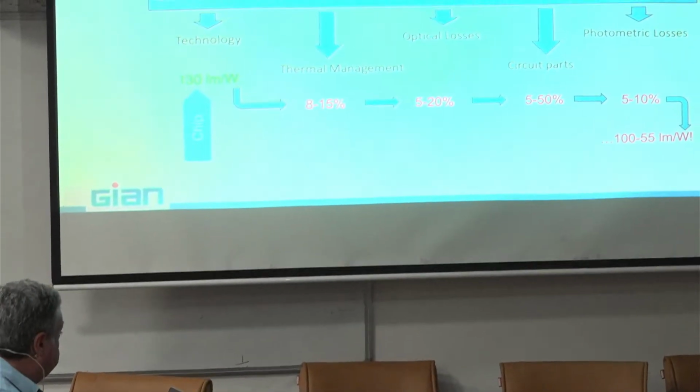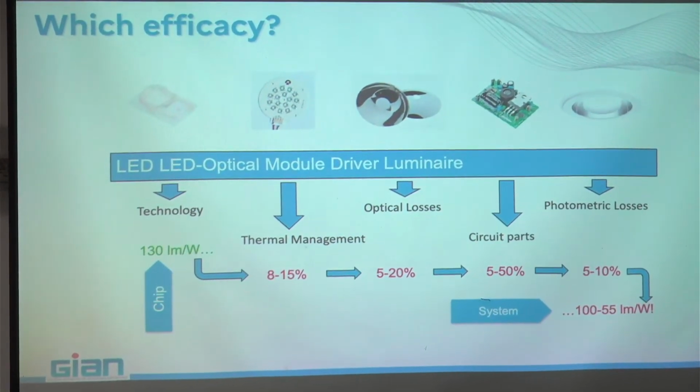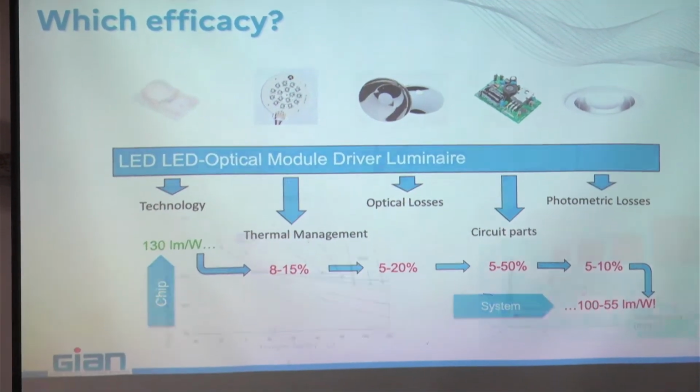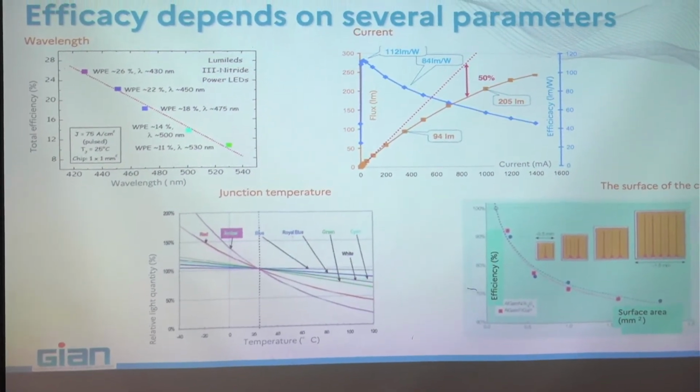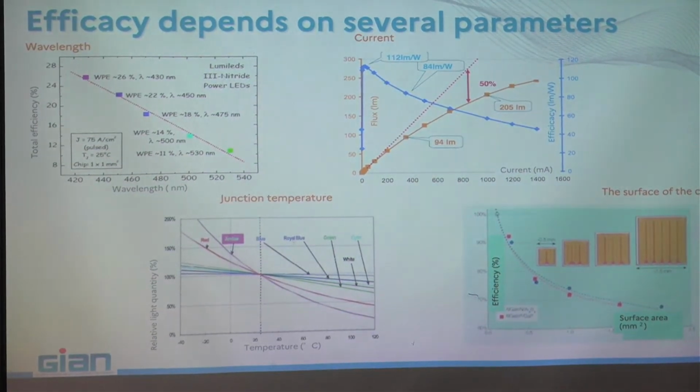Okay? Well, you have to be very careful, and you will see there are some other issues that you have to take into account. Be careful about the difference between chip and system efficacy. Also, the efficacy and other parameters depend strongly on various other parameters. One is the wavelength that we mentioned. This is the green gap, okay? When the junction temperature increases, in all colors, the light quantity is decreasing, the brightness, the flux.